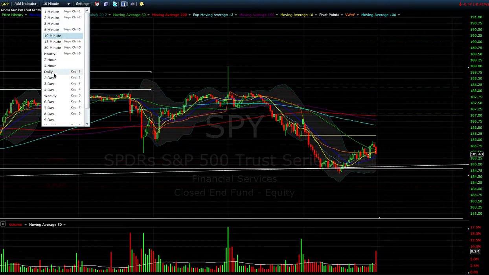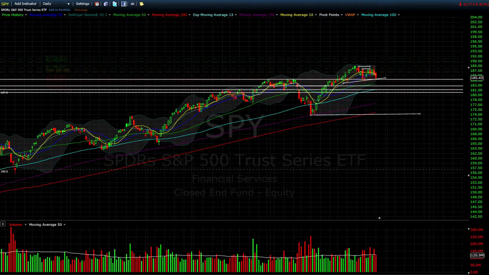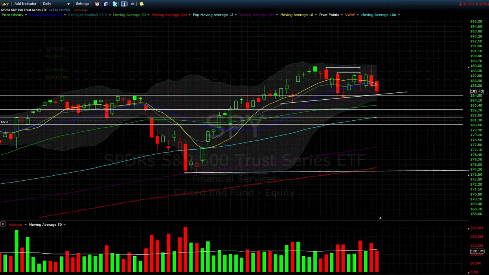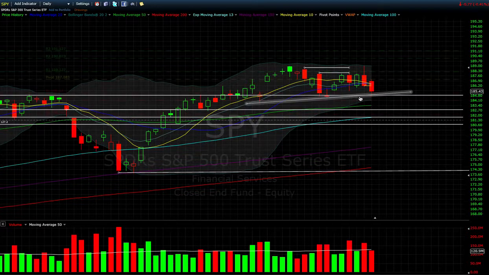Let's look at the daily chart again. Once again, that level is beautiful. I called this out. Nice. I drew a line right across there as well. Drew a trend line there, and we're getting a nice bounce off there.